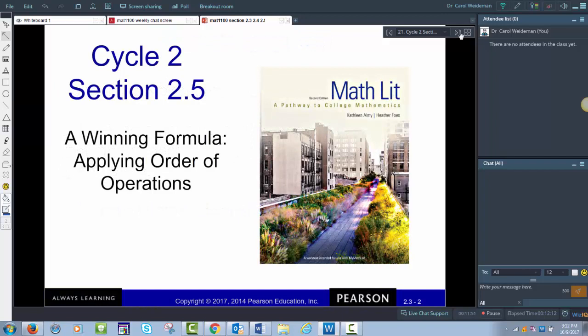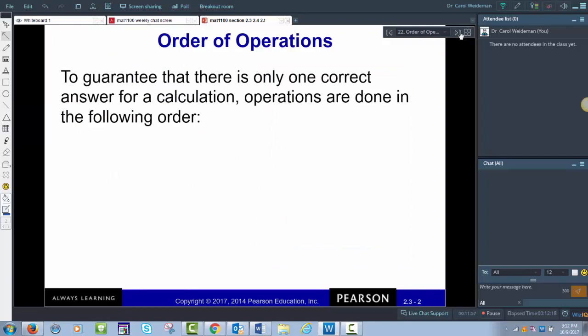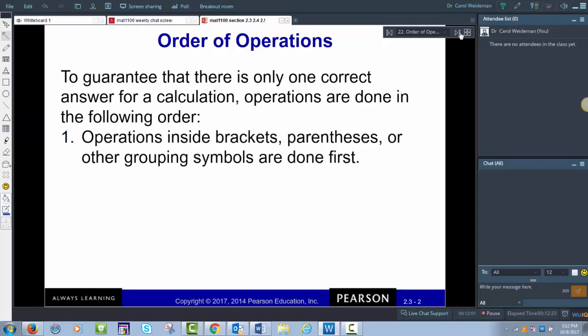Okay, and then the last section for this week is order of operations. Most students remember order of operations. To guarantee there's only one correct answer for a calculation, the operations are done in this order. Operations inside brackets, parentheses, or other grouping symbols are done first. Then we do exponents and roots.